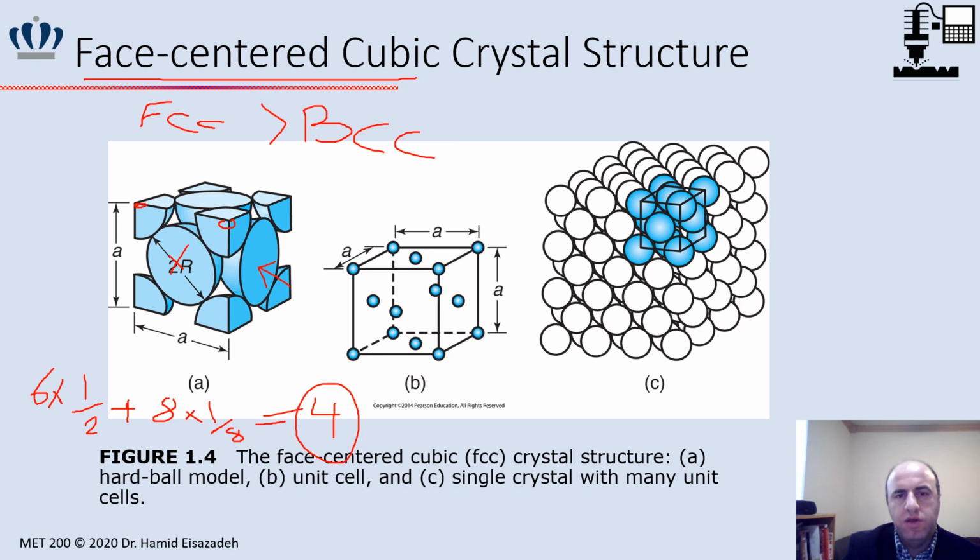That means more atoms are inside this unit, and the atomic packing factor is larger than in BCC. This is one characteristic. Later on we use it a lot when we want to describe or justify a behavior in metal.